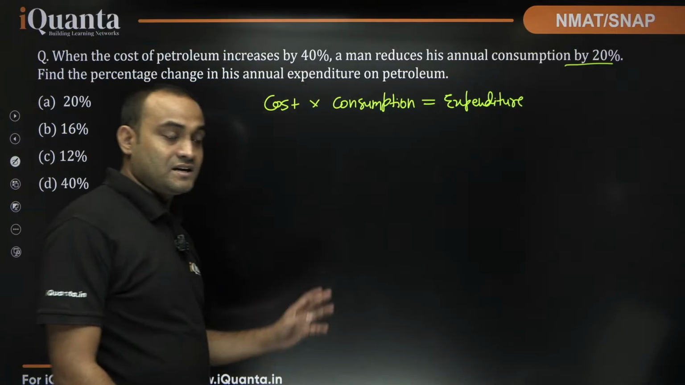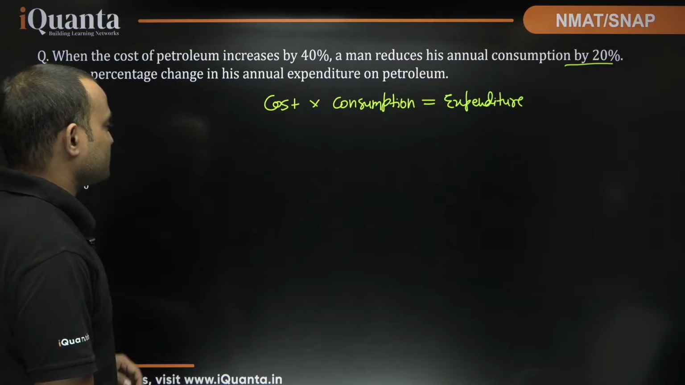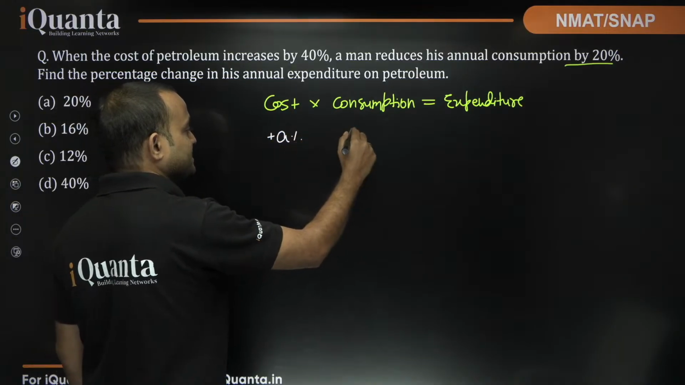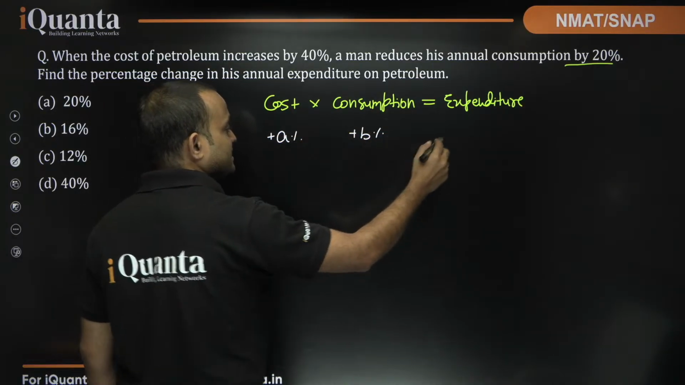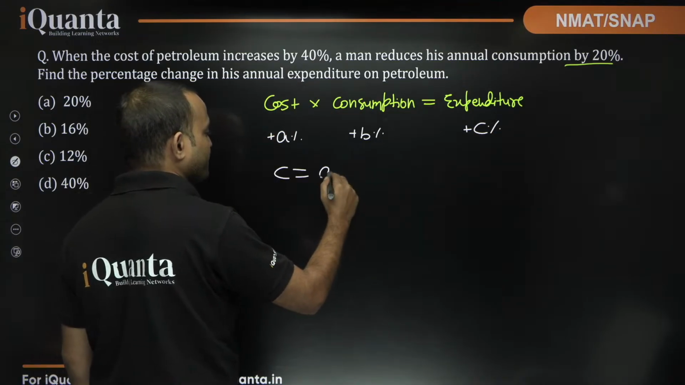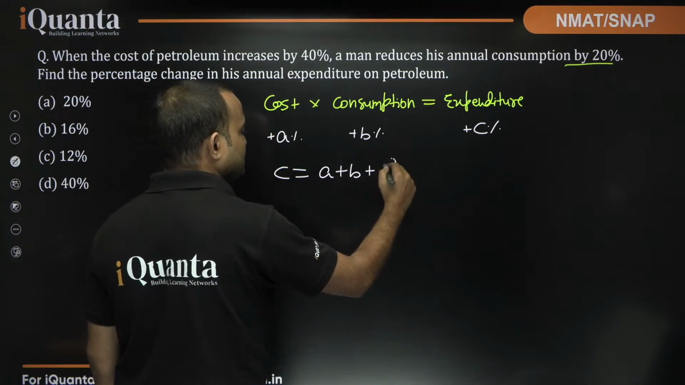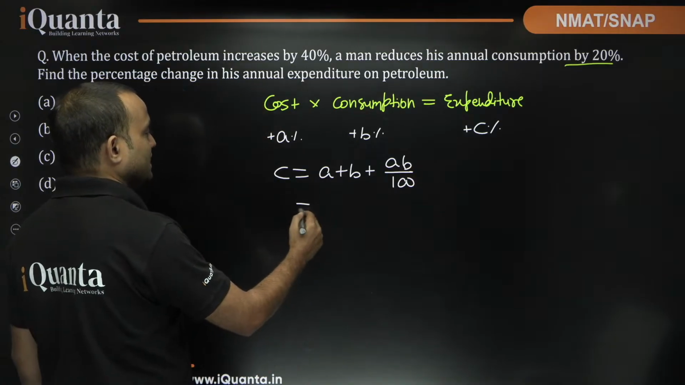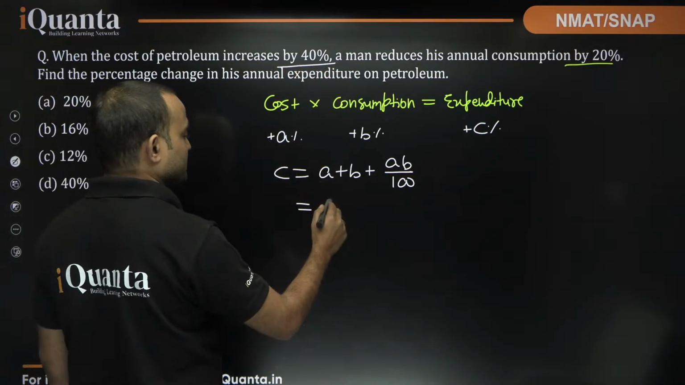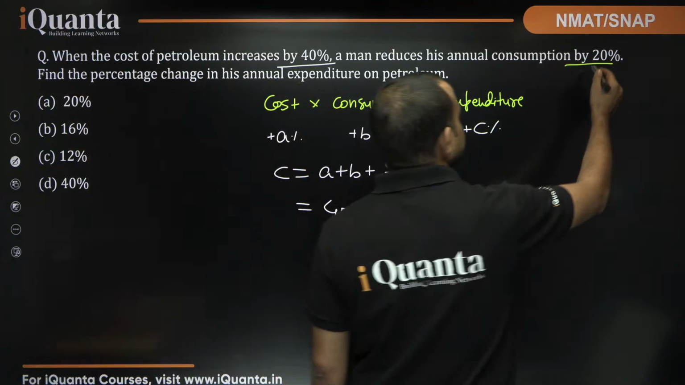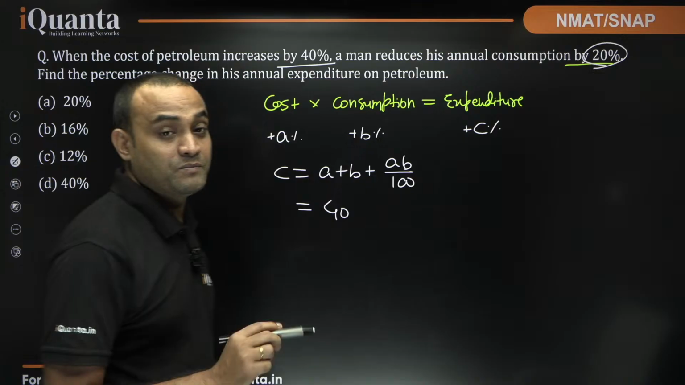right? And we know that whenever we get a situation like this, if the change is A% here and the change is B% here and the change is C% here, then C will be successive of A and B, meaning A plus B plus AB upon 100. Now what do we know? That the cost increases by 40%, so A will be 40, but annual consumption decreases by 20%, right? So it will be minus 20.